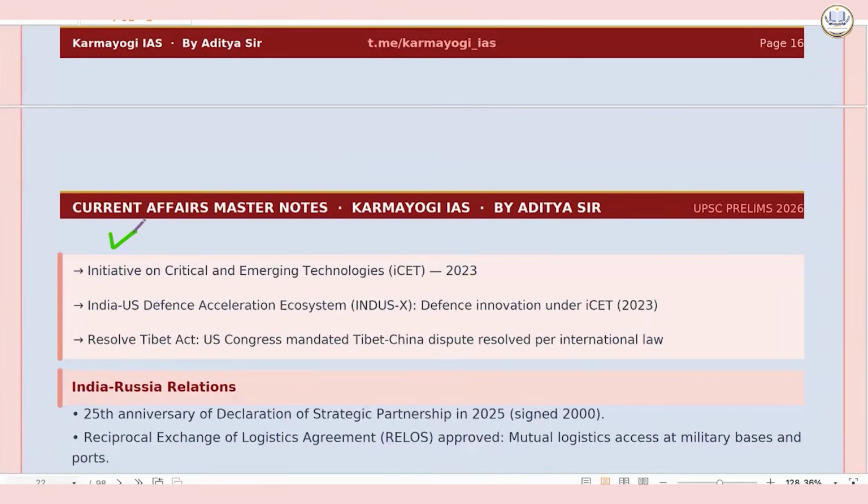An initiative on Critical and Emerging Technologies, signed in 2023. The India-US Defense Acceleration Ecosystem, INDUS-X, for defense innovation, 2023. And the Resolve Tibet Act: the US Congress mandated that the Tibet-China dispute be resolved as per international law.